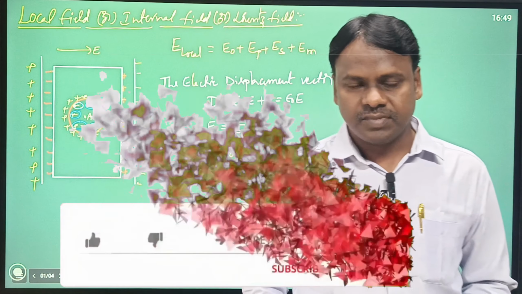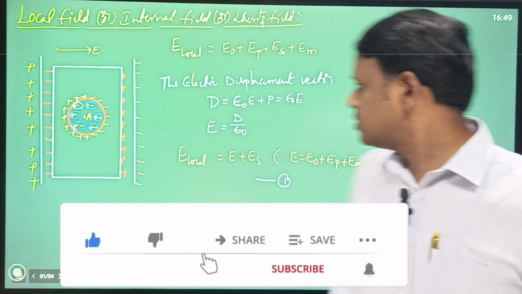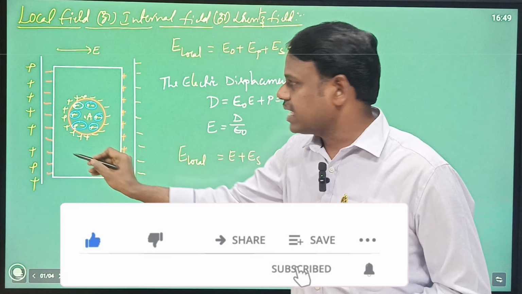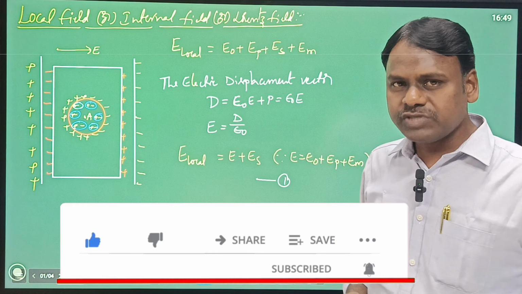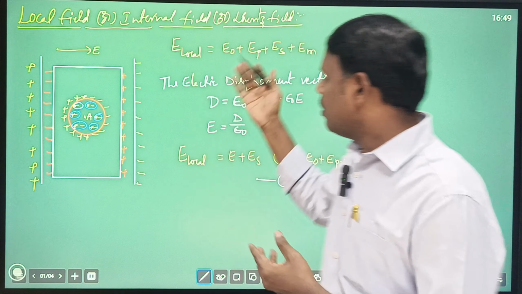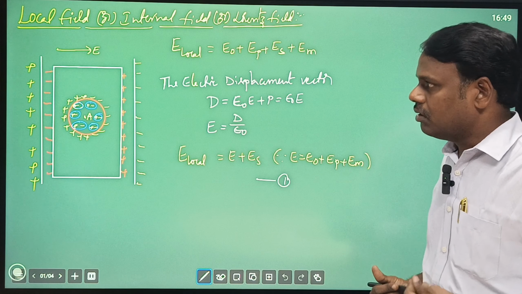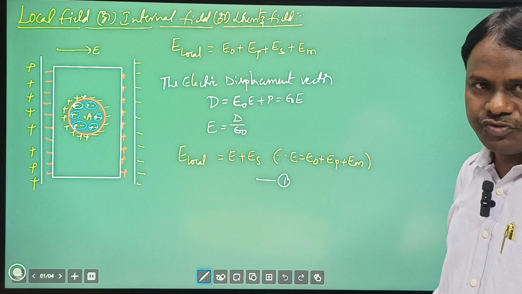Good morning, students. Local field or internal field or Lorentz field. Suppose when a dielectric material is exposed to an external electric field, then dipoles will be induced. That means polarization will take place. Now let us calculate the ultimate E local field or internal field or Lorentz field.